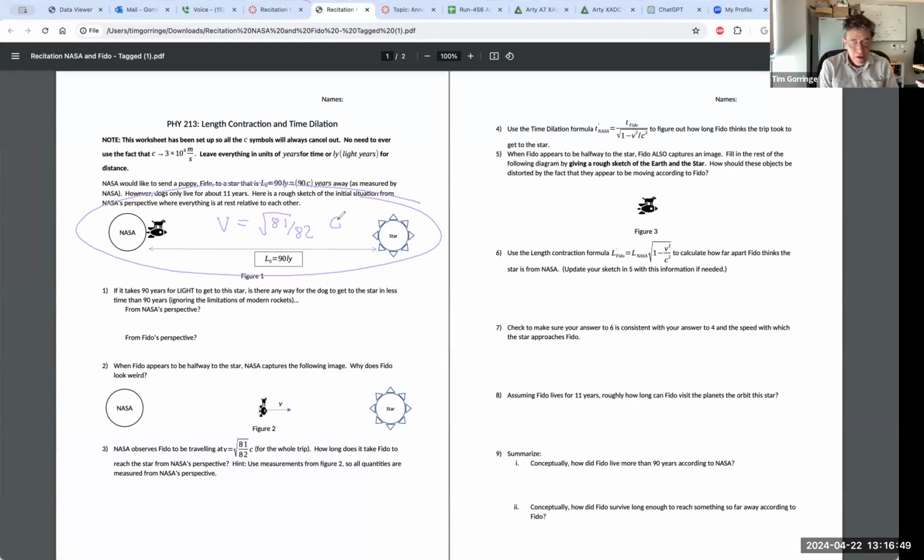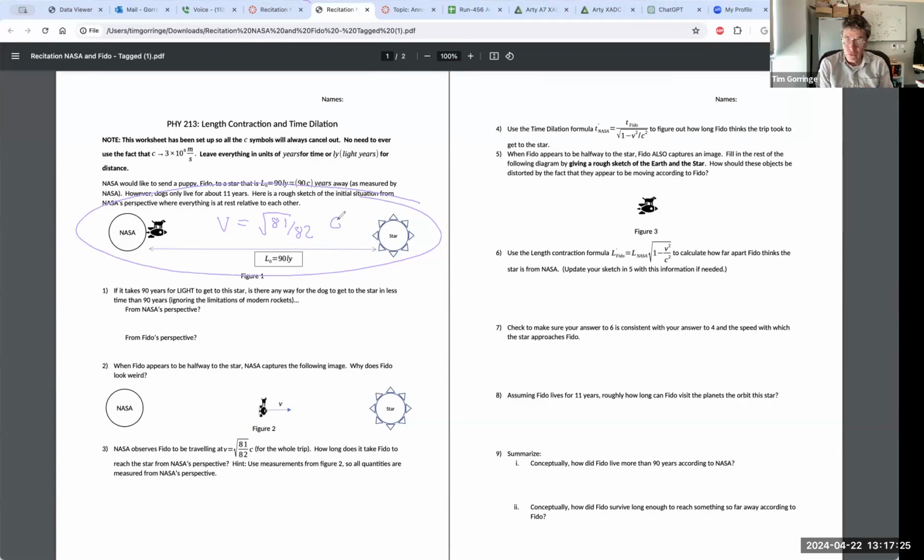A few remarks. There are 2 frames of reference relevant to this problem. One frame of reference is the frame of reference of the Earth and the star. In the Earth frame of reference, the Earth and the star are fixed in position. And so that's the Earth frame of reference. The other frame of reference is the rocket, the dog astronaut frame of reference. That's the second frame of reference.